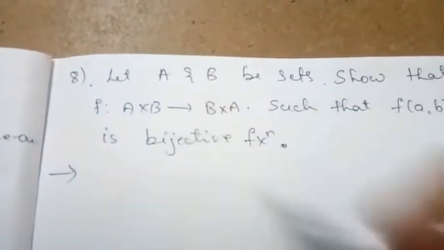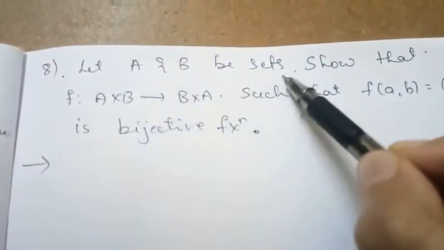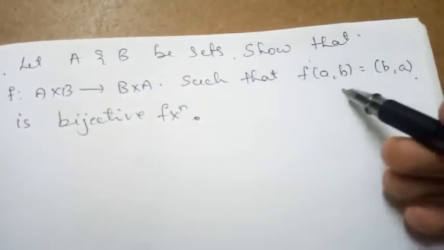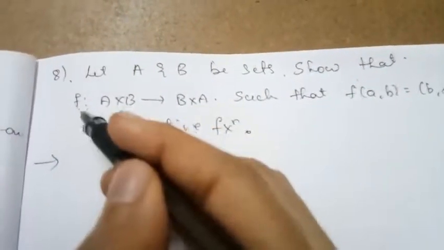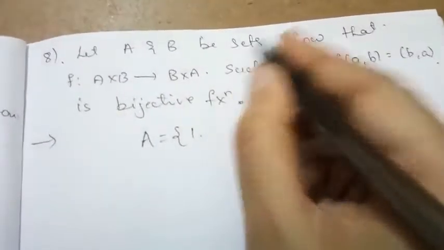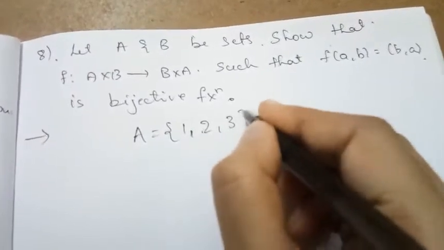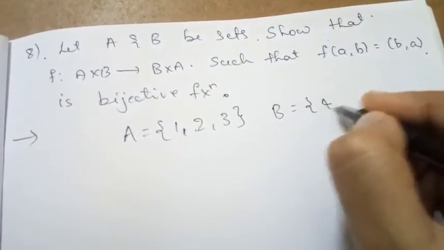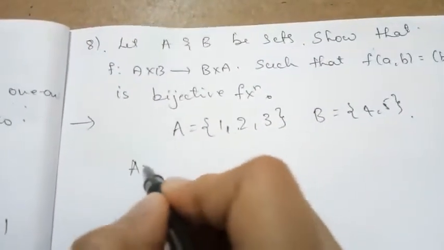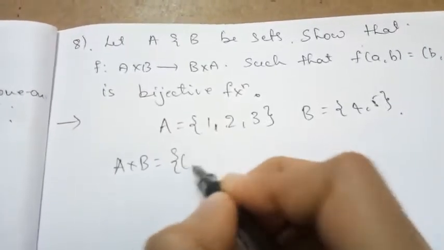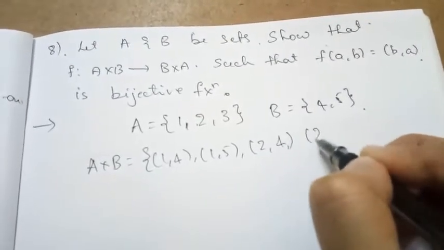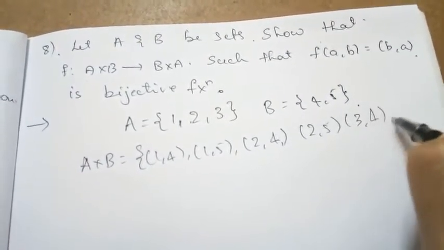Now let us move to the next question, that is, let A and B be sets. Show that f from A cross B to B cross A such that f of (a, b) is equal to (b, a). So first let us understand this function. They have said it is sets, so I will take A equal to 1, 2, 3 and B equal to 4, 5. Both A and B are sets. How will A cross B be? A cross B will be (1,4), (1,5), (2,4), (2,5), (3,4) and (3,5).